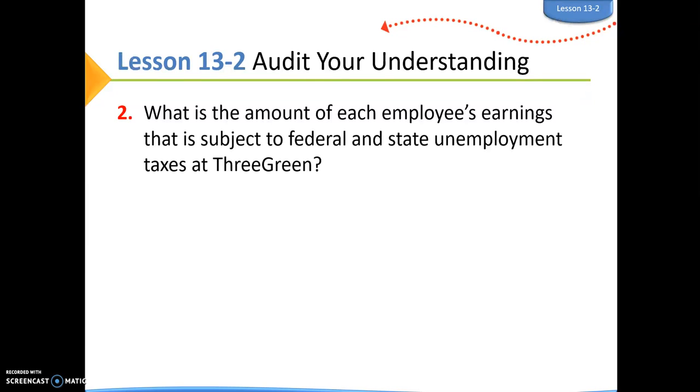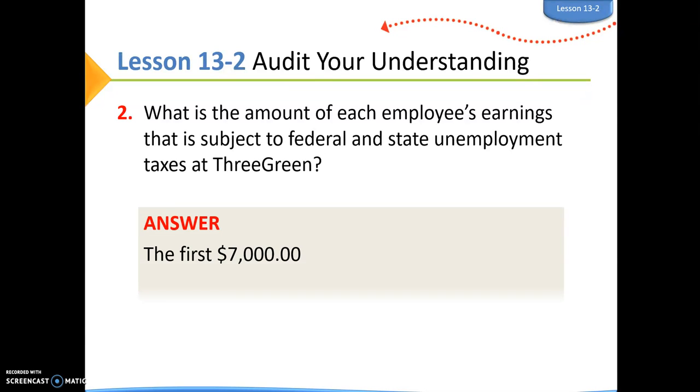What is the amount of each employee's earnings that is subject to federal and state unemployment taxes at 3 Green? The first $7,000.